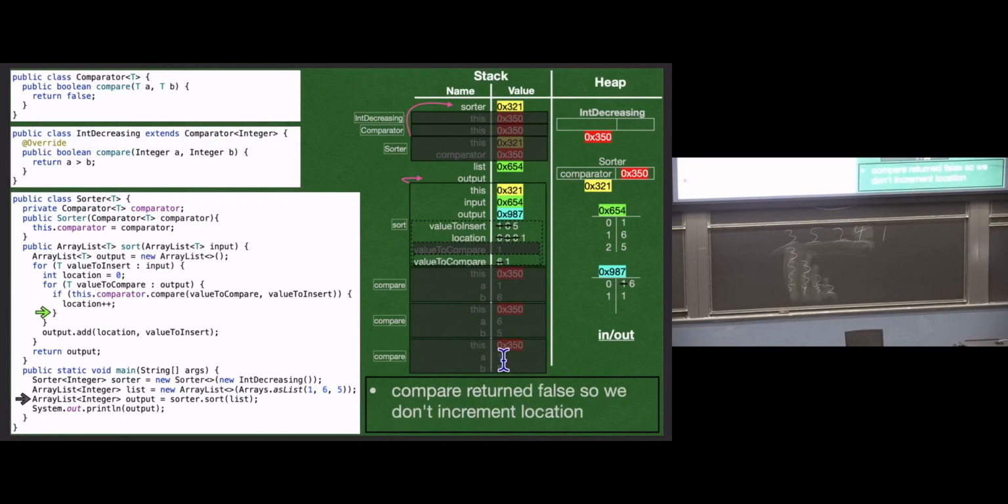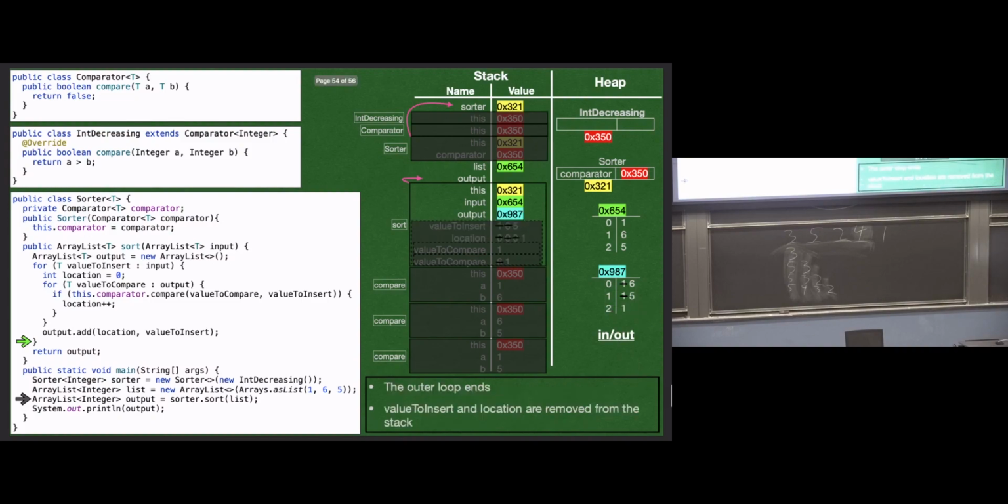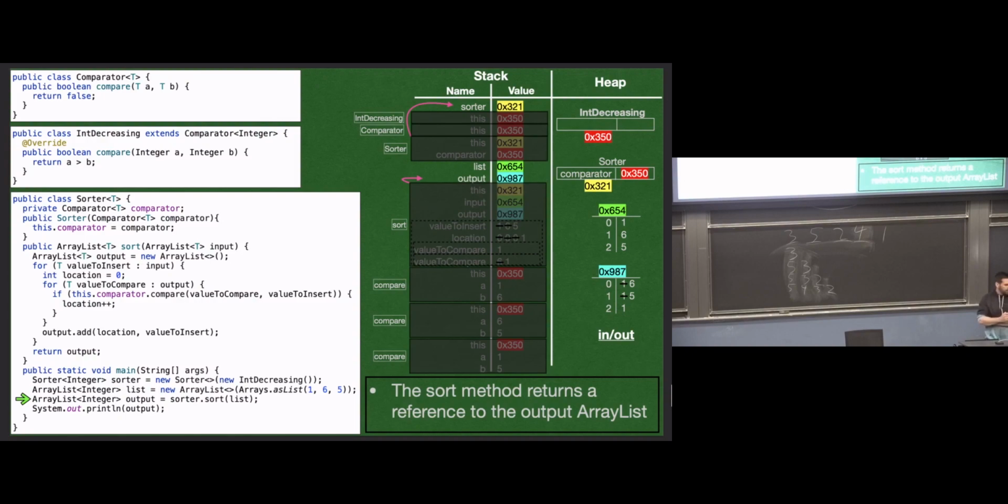And then does 1 come before 5? False. So we don't increment location again. So we have location 1, value to insert 5. At index 1, insert 5, and move 1 down the line. The loops end. The stack frame ends. We return a reference to that new output, that new array list, and then print it to the screen.